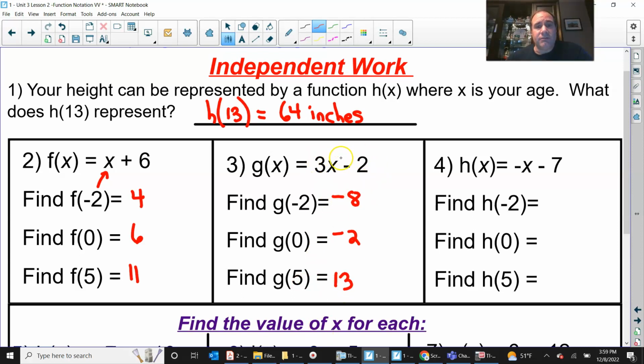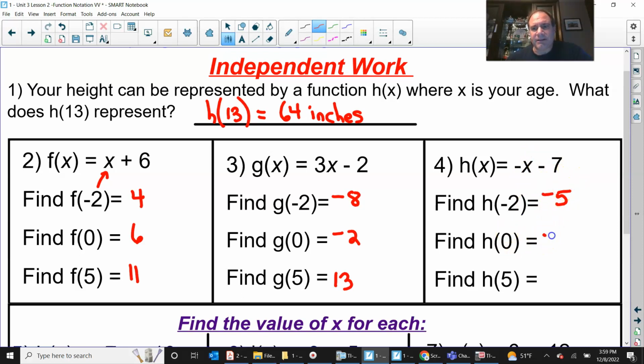3 times 0 minus 2 is -2. 3 times -2 is -6 minus 2 is -8. So you really don't have to do any of that. Just remember, for number 4, it's nice to know how to do it by hand and also on the calculator. This is a -x. So if you're already substituting a negative, it turns to positive. So this is 2 minus 7. 2 minus 7 is -5.